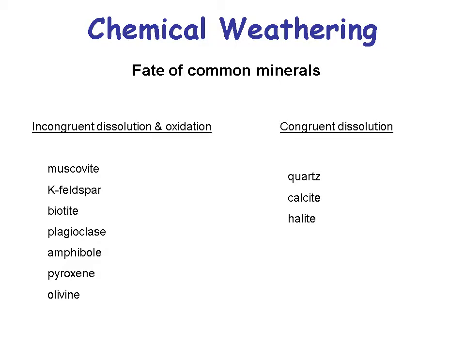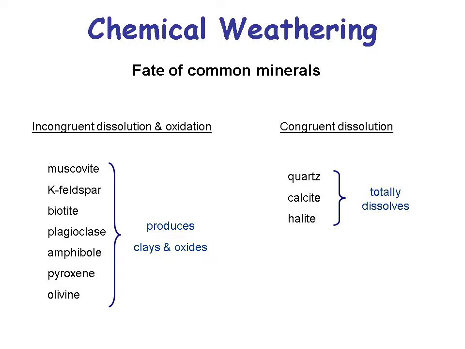Well, when minerals chemically weather, they can either have incongruent dissolution and oxidation, or they can have congruent dissolution. The difference is that incongruent dissolution and oxidation produces clays and oxides. So, for example, potassium feldspar, that K feldspar, or actually all of these minerals would produce types of clays or real soft kind of minerals that would then be part of soil. Whereas the minerals on the right, coarse calcite and halite, would totally dissolve in water.